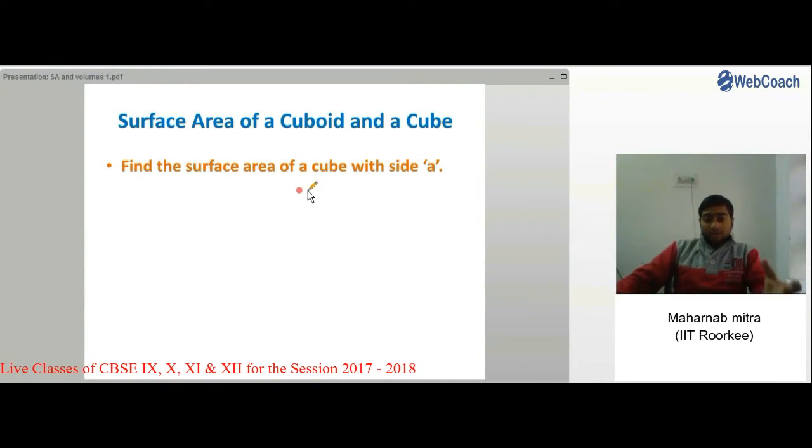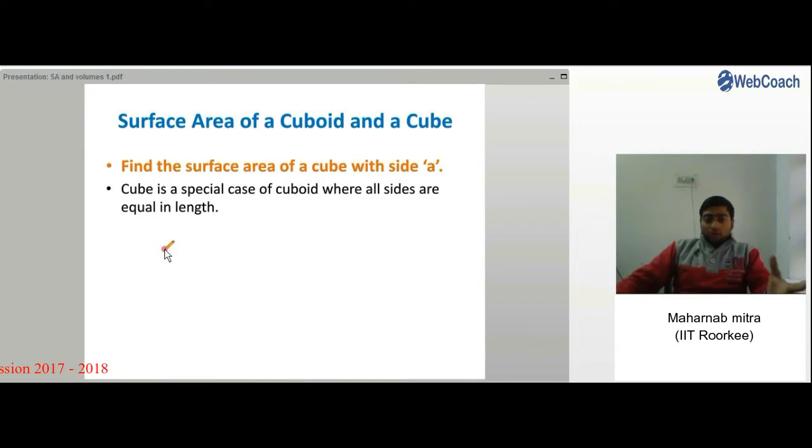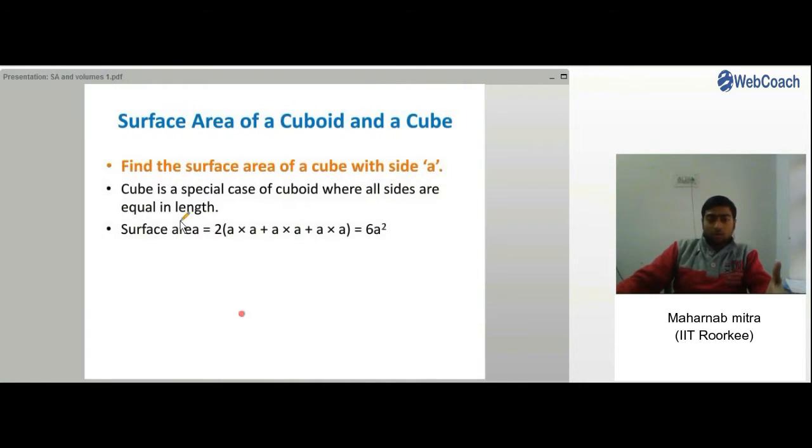Now let us try to find out the surface area of a cube with side A. Now cube is a special case of a cuboid, right, where all the sides are of equal length. Cube is nothing but a cuboid with all sides of equal length.